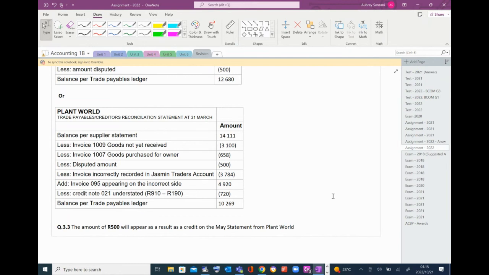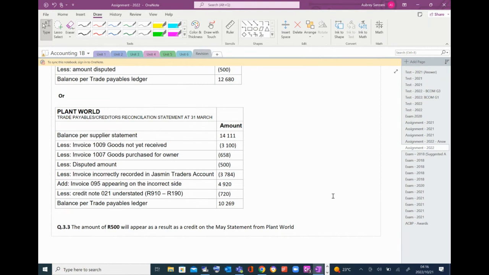Yes, credit on May statement from Plant World. So here they were really testing: do you understand the statements they were given? Can you see that it was from the perspective of Plant World, and Plant World is looking at us as debtors, people that owe them? We're looking at Plant World as a company we owe. Okay.